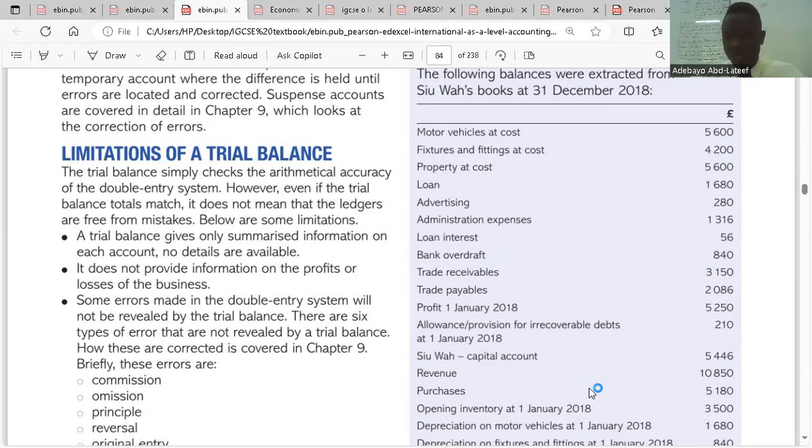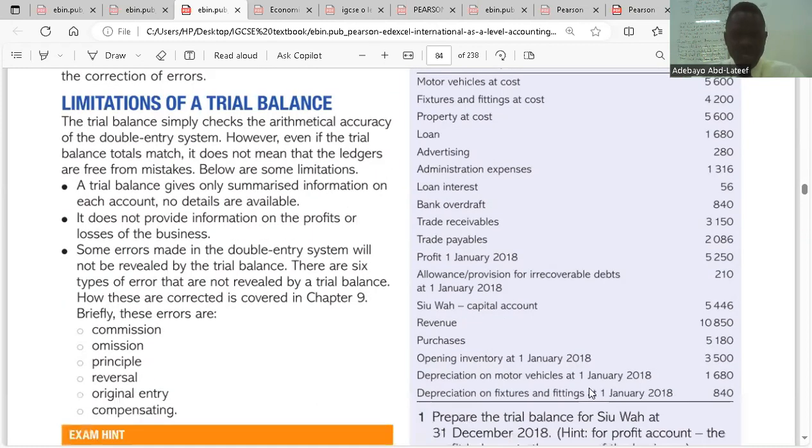Loan is a liability which represents a credit. Advertising is an expense, it represents a debit entry. Administration expenses is a debit entry. Interest on loan is an expense, so it will be on the debit side of the trial balance. Bank overdraft is a current liability which represents a credit entry. It's going to be on the credit side of our trial balance.